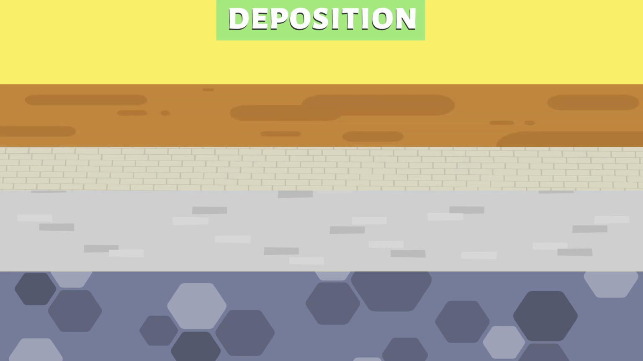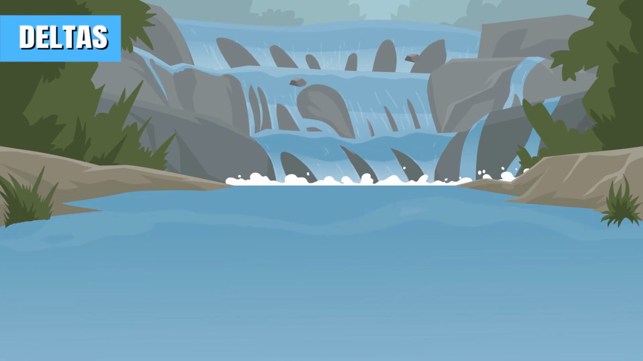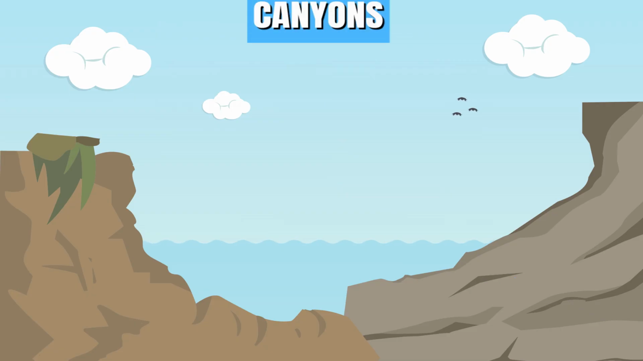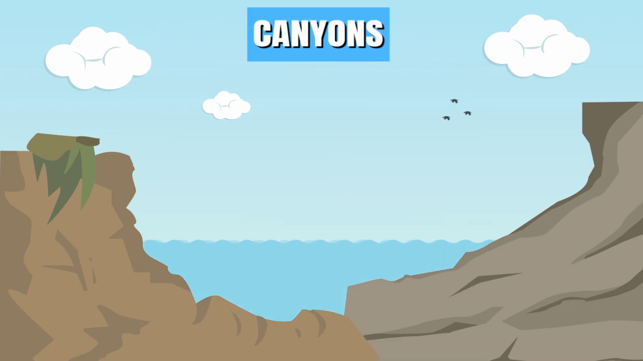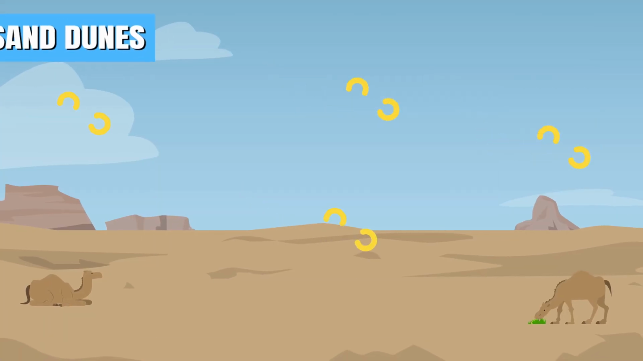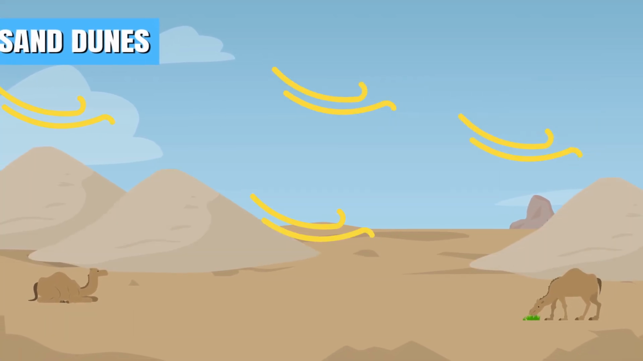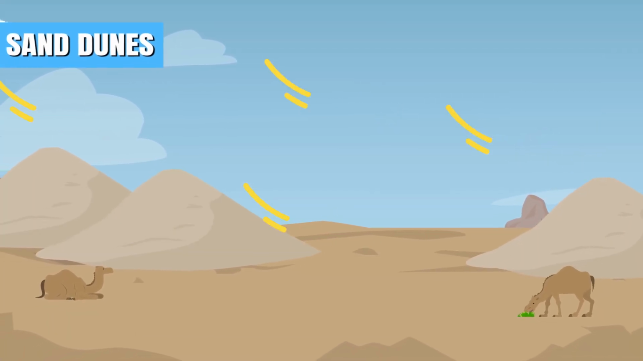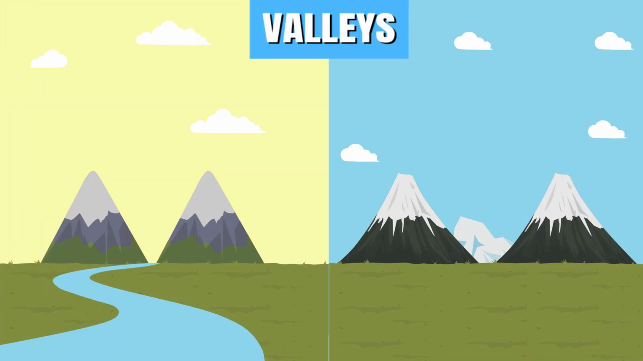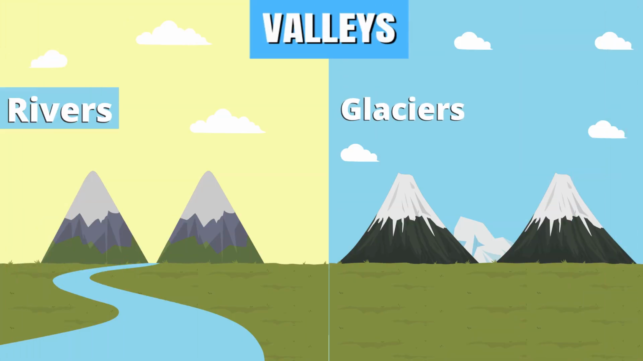These processes lead to the creation of many types of landforms. Deltas are formed at the mouths of rivers where water slows down and deposits sediments. Canyons are carved by the persistent flow of rivers or the movement of glaciers over millions of years. Sand dunes develop in deserts and coastal areas where wind deposits sand in mounds or ridges. Valleys form from the erosion of the land by rivers or glaciers.